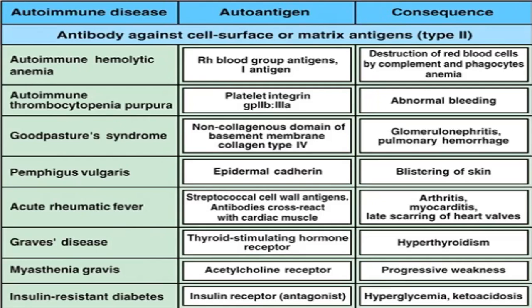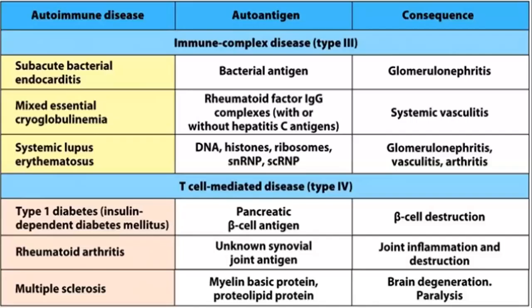And then we have type 1 diabetes mellitus, wherein the antibodies are directed to insulin receptors. Now, when these antibodies cause destruction of these insulin receptors, the glucose could not be taken up by the cells for usage. And so this results in hyperglycemia and ketoacidosis.